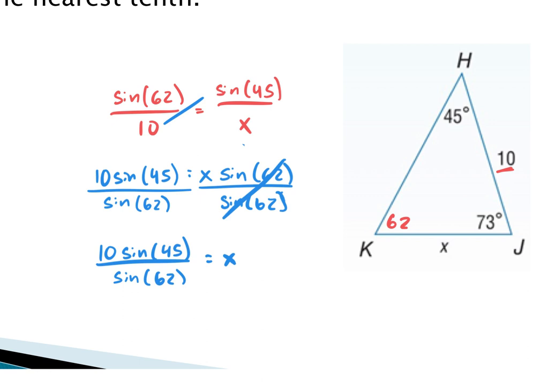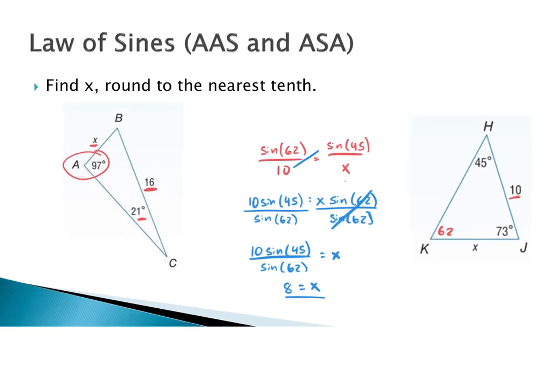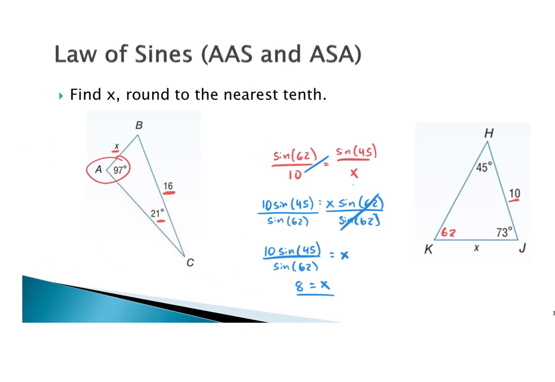And this is calculator ready, so you can take this information and plug it into your calculator. And eventually you get that x is basically 8. It ends up being 8 and some change. So I have on my calculator 8.008. But again, we're rounding to the nearest tenth, so those extra decimals don't matter. All right, that is law of sines.